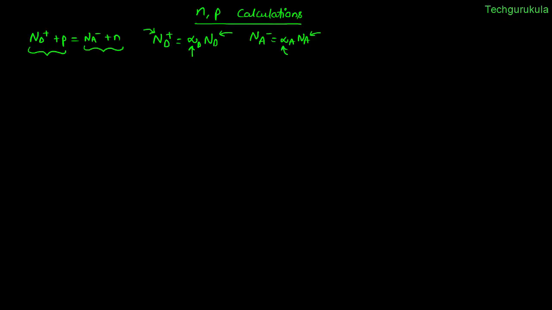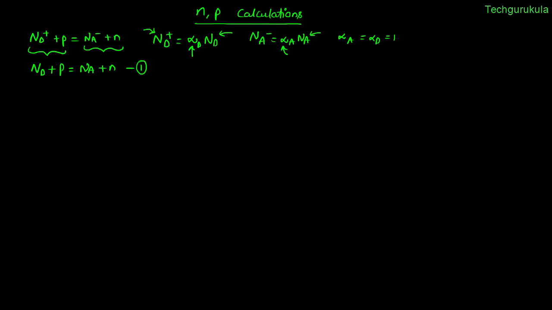Now for simplicity, we're going to assume that alpha A and alpha D are 1, so that we can write Nd plus is equal to Nd and Na minus is equal to Na. So let me rewrite this expression. We can say Nd plus P is equal to Na plus N. This is the first equation that we have, the relationship between the carrier concentrations and the doping concentrations.